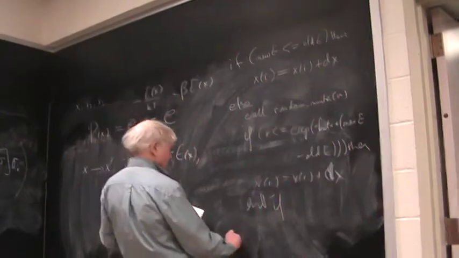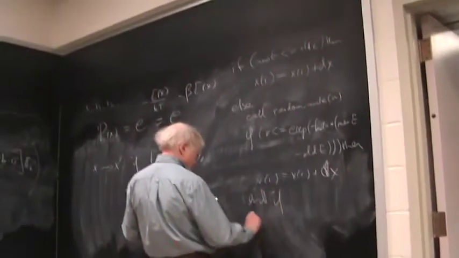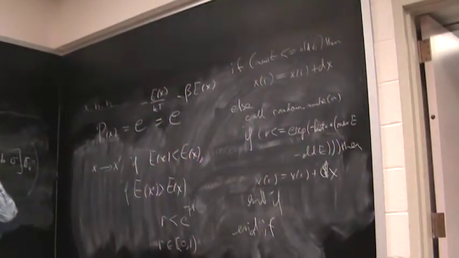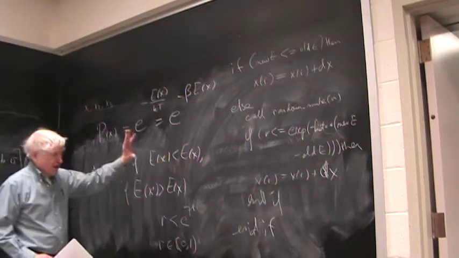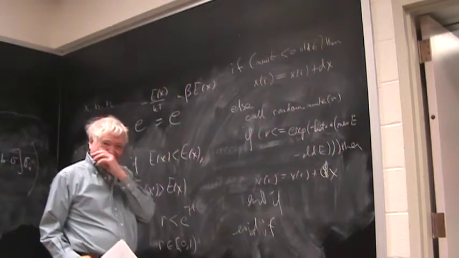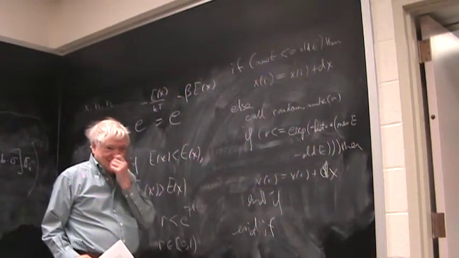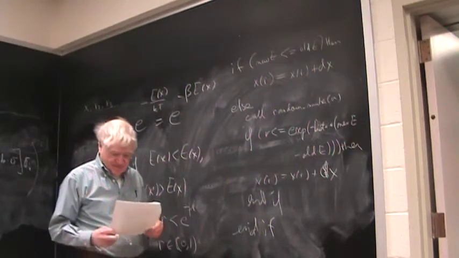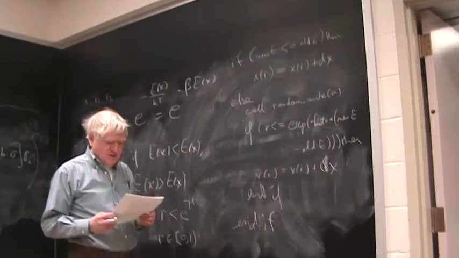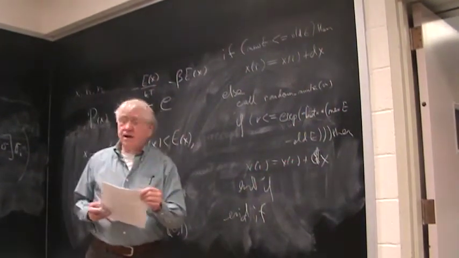And in fact, there are two end ifs. All right, so this is the way it looks in Fortran 90. In C, it would be more compact and somewhat more mysterious. Harder to read, but anyway. Okay, we're all happy. Now the question is, why does this work?